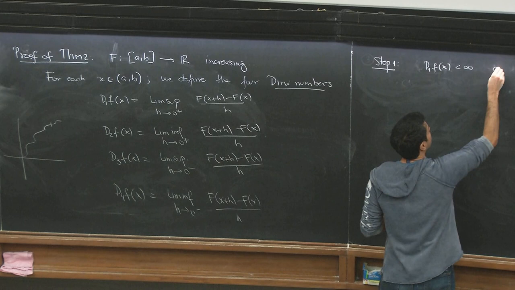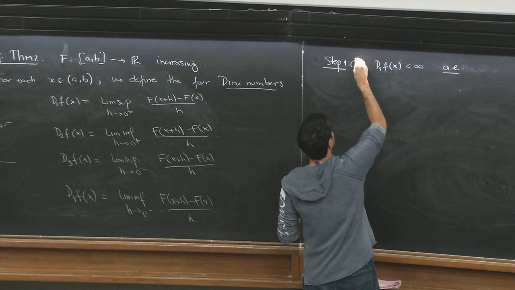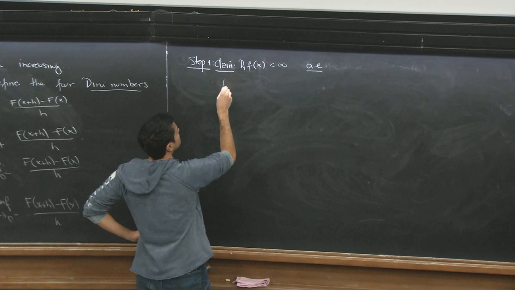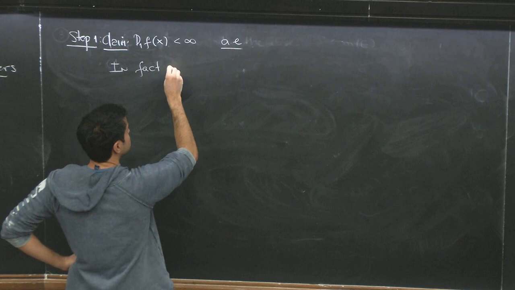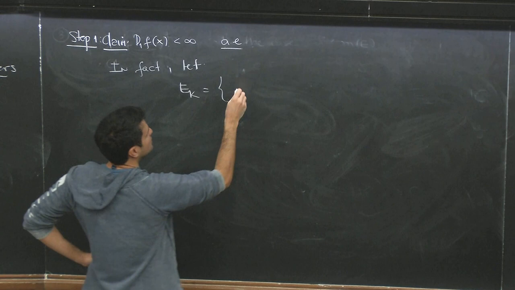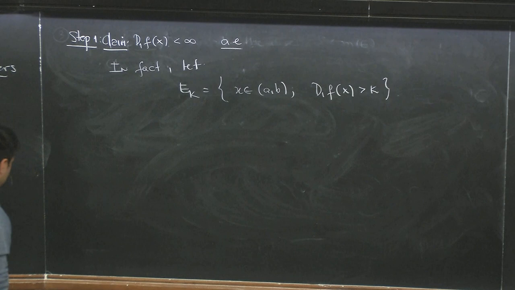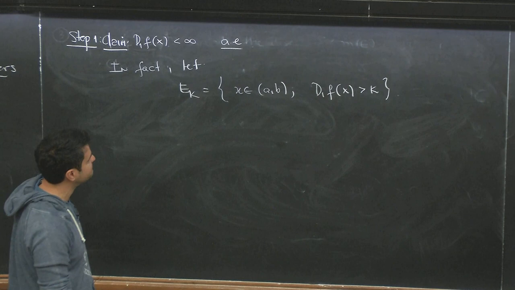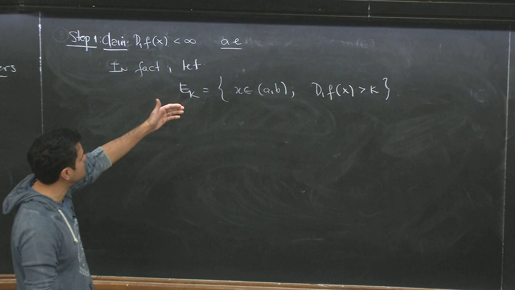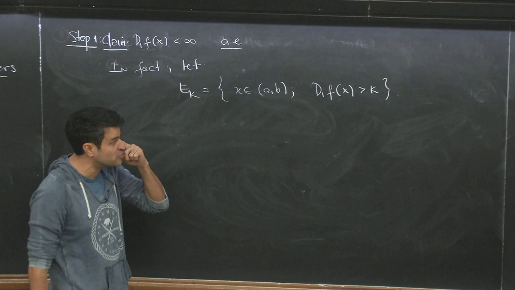So this is my claim. Let's prove this. In fact, what you do is, let Ek be the set of x in your interval [a, b] such that D1 of f at x is bigger than k. Let's try to analyze the measure of this set. I leave it to you as an exercise to show that these functions are measurable functions. So therefore, this is a measurable set. I want to understand what the measure of it is.